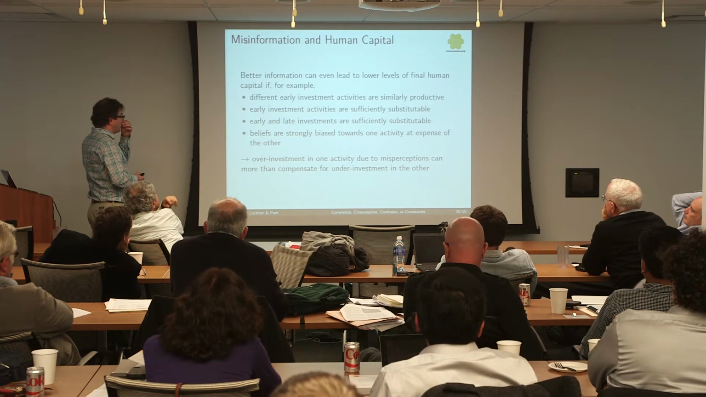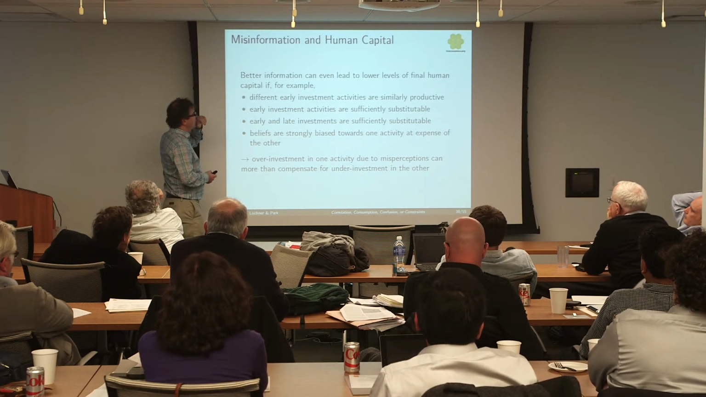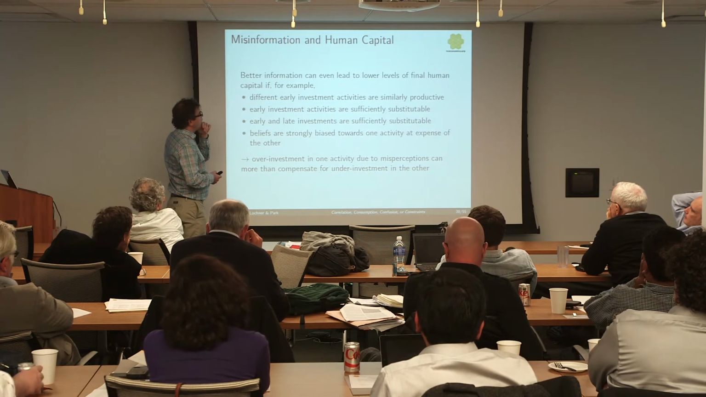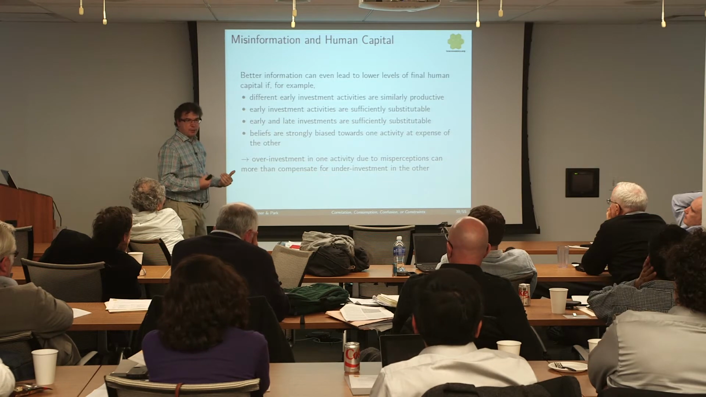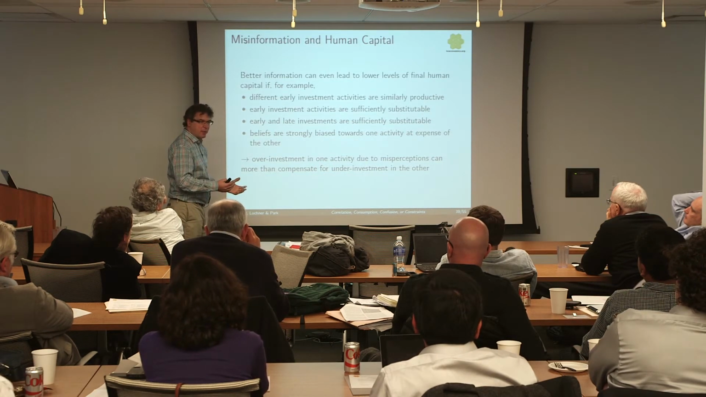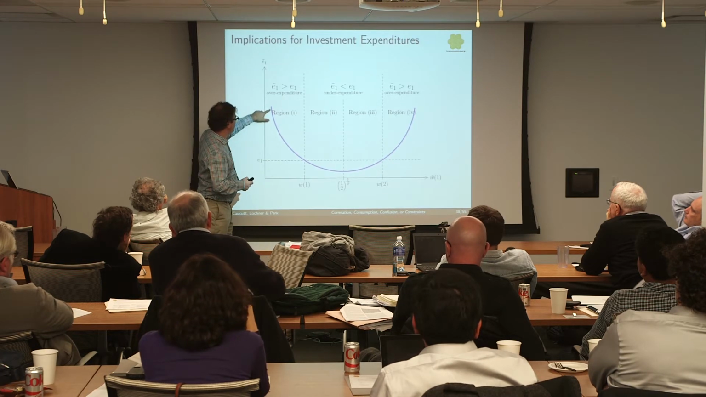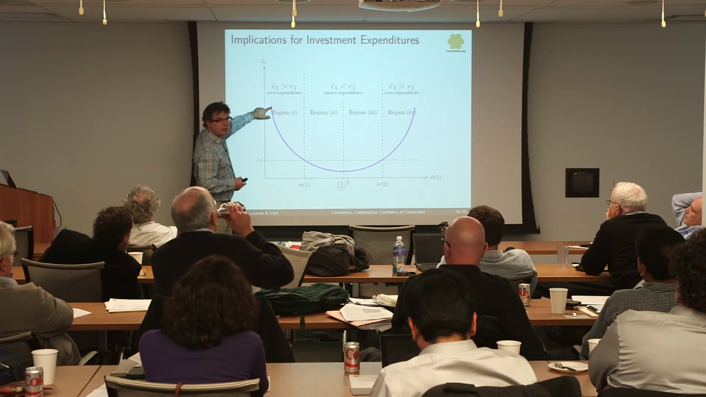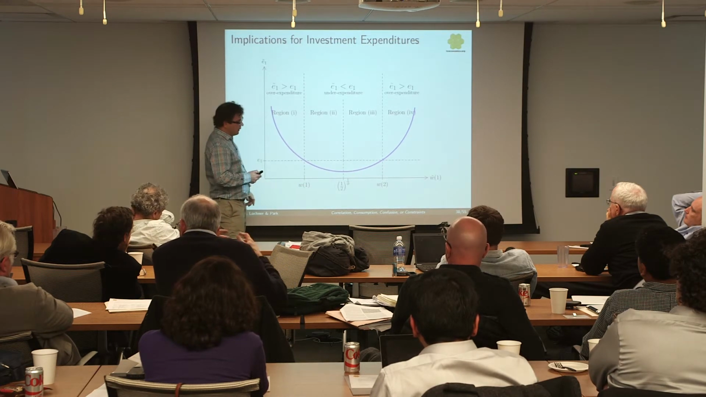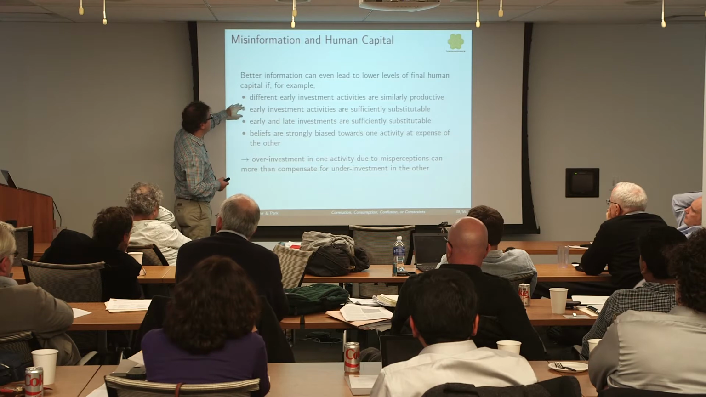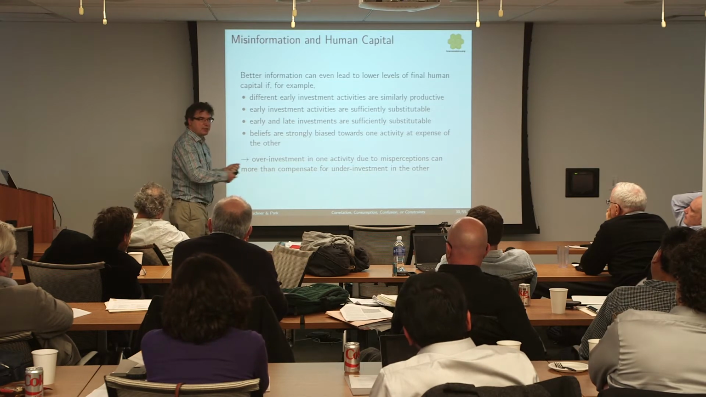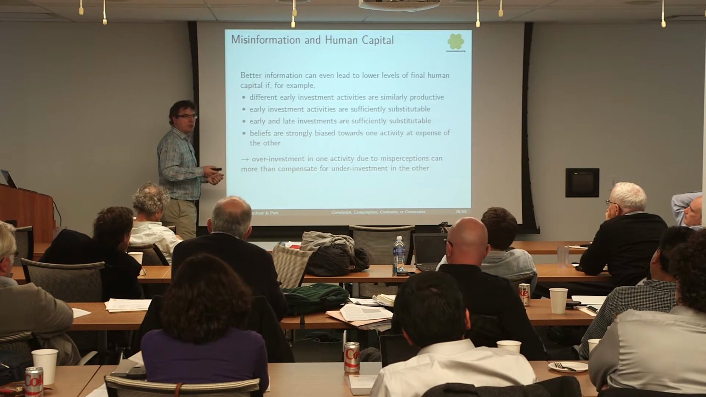Turns out you can even show, in an example, we've only worked out one example, not really more general cases, that you can actually get lower levels of final human capital with providing better information. It's possible that being way up here might lead to more human capital than if I put the guy in the right spot. You could get that if you've got investments that are similarly productive and fairly substitutable, so it doesn't matter that much which one you do.